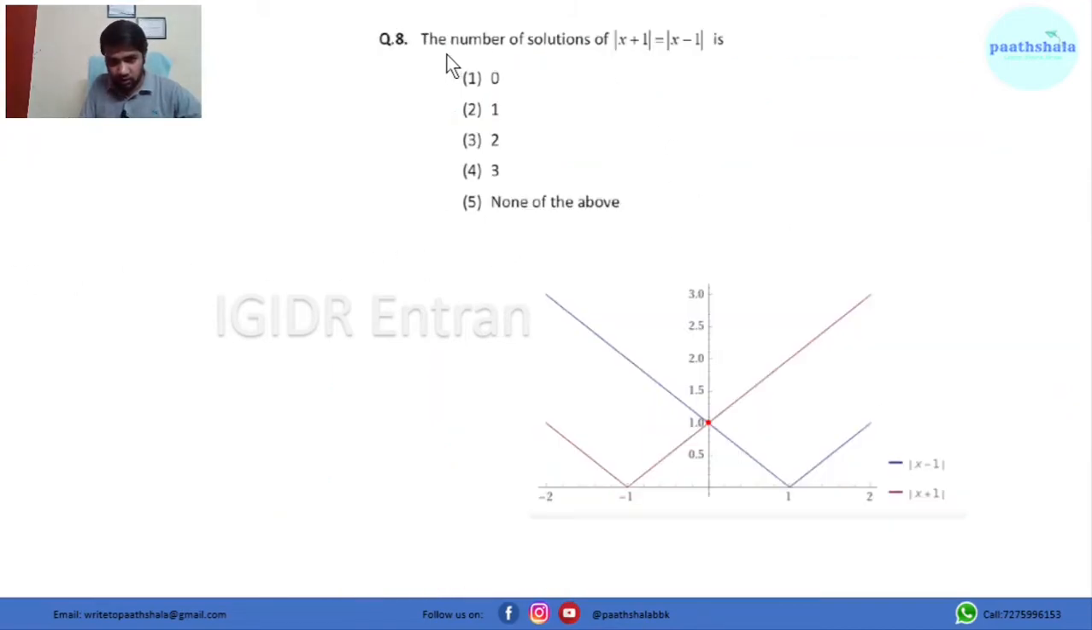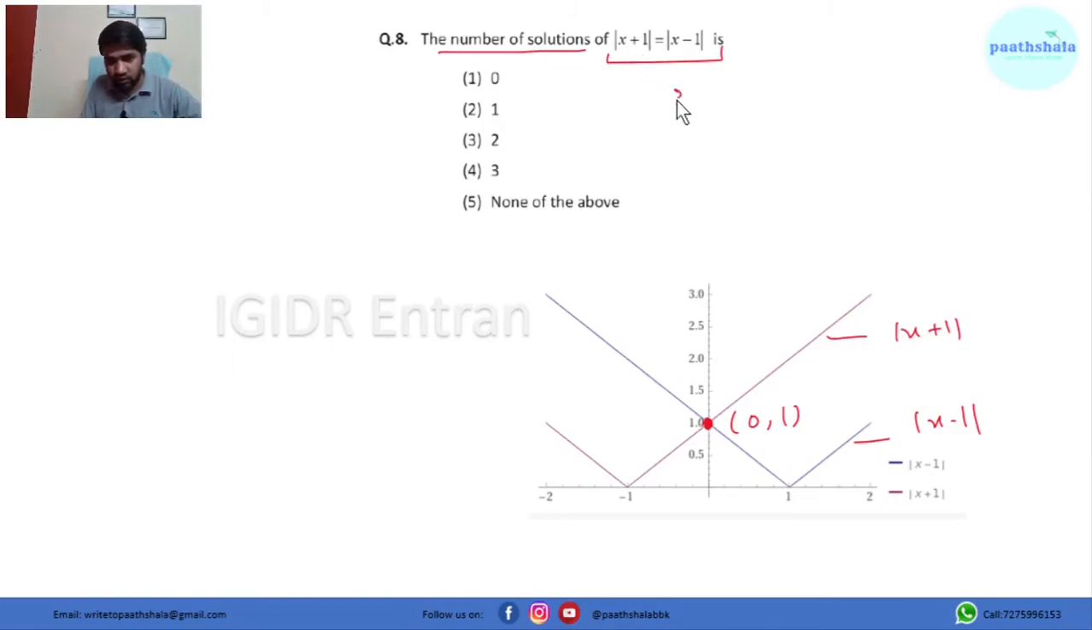So here it is asking about the number of solutions of this particular expression. Okay, so I have plotted both diagrams. You can see that this blue line is representing mod of x minus 1, and this violet line is representing mod of x plus 1. So you can see that both the curves are intersecting at one point. Or alternatively, you can put the value of x.